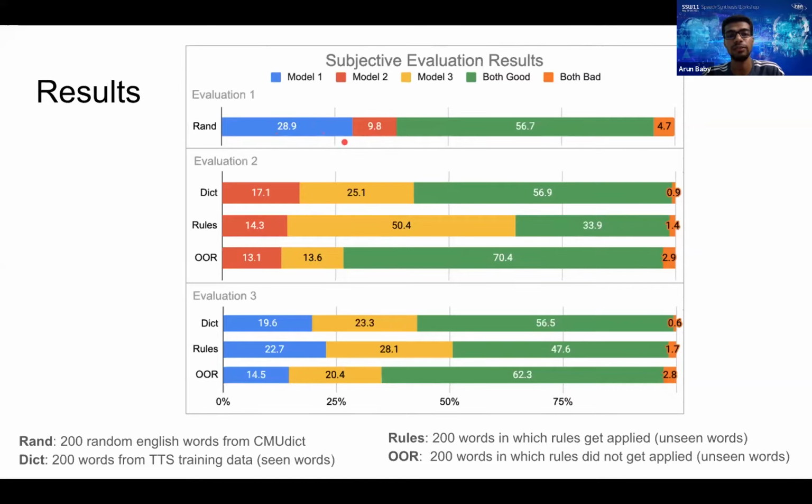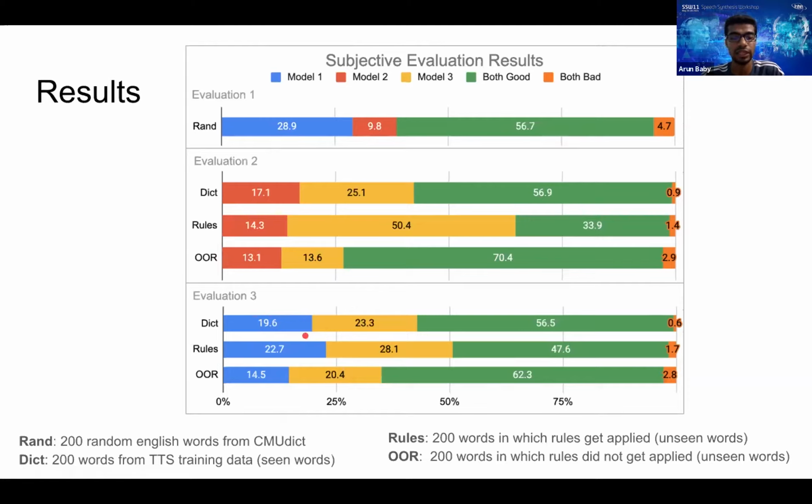The problem mainly is that when we are directly mapping across this CMU and CLS font set, there can be multiple confusions. This is evident because the results are showing that the performance is degrading. So I'm moving to evaluation 3, where we are comparing model 1 with model 3. Model 3 is our proposed model.